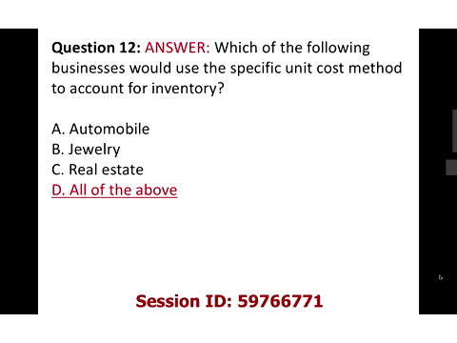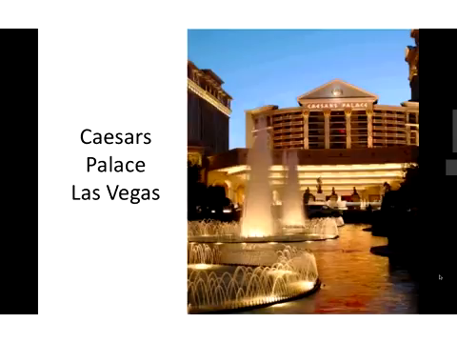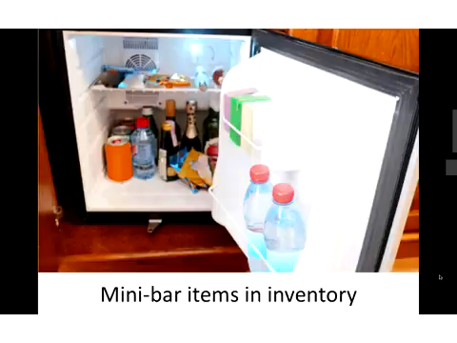Okay, now we're going to switch gears for a moment and talk about Caesar's Palace in Las Vegas. We're still talking about inventory, and normally when you think about Caesar's Palace in Las Vegas, you don't think about inventory, but they do have inventory. When you go into the hotel, every guest room has a minibar, and that minibar in the fridge will have lots of snacks and drinks in it. Caesar's Palace is pretty big, and they have inventory. So they keep track of the inventory, and then they sell it.